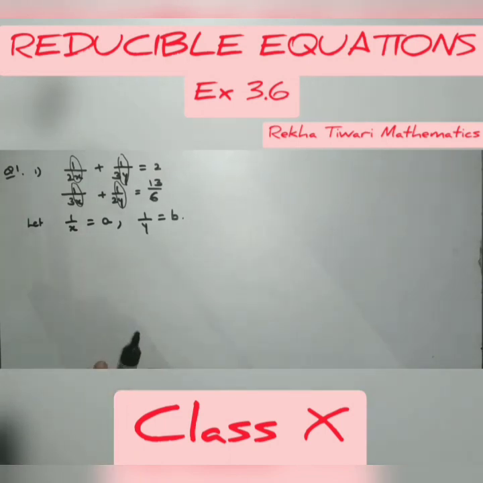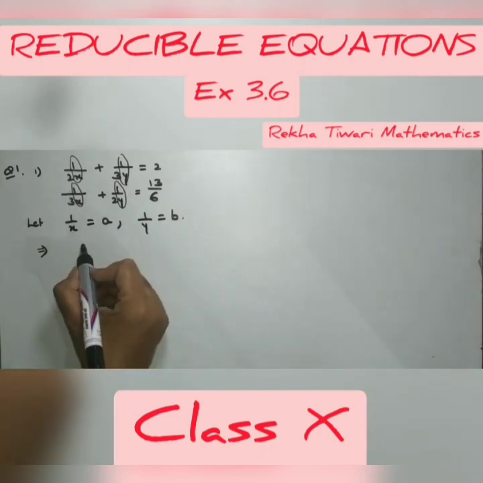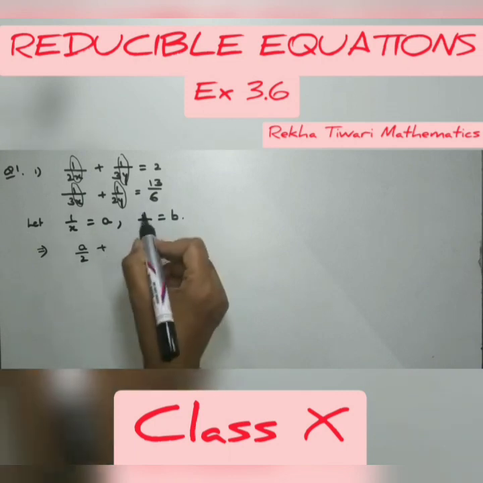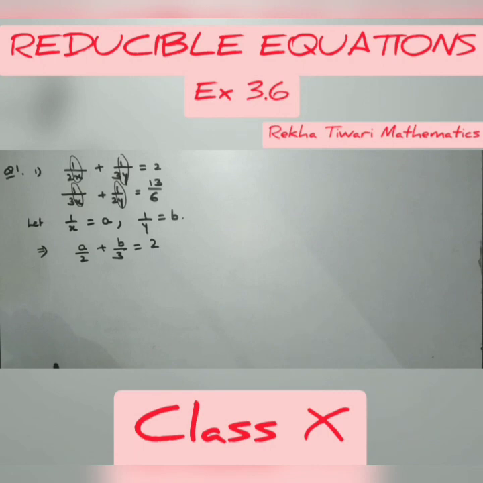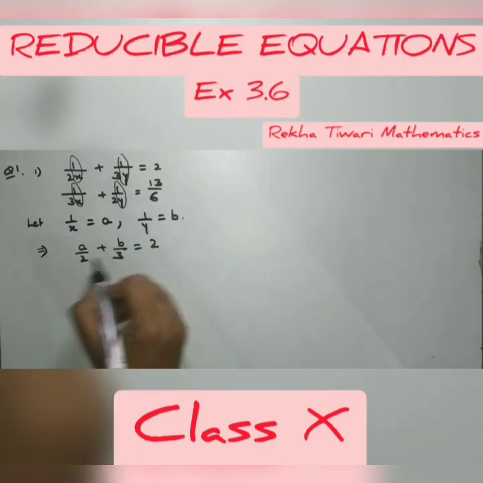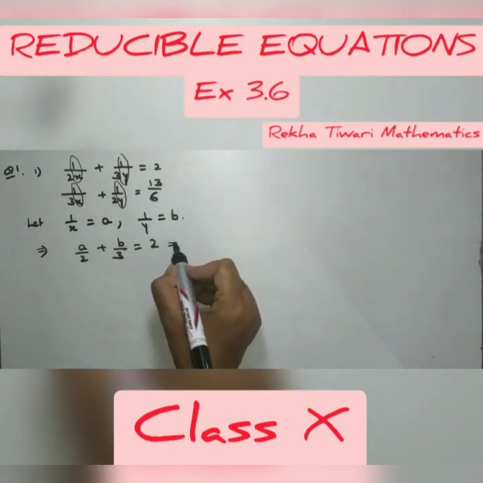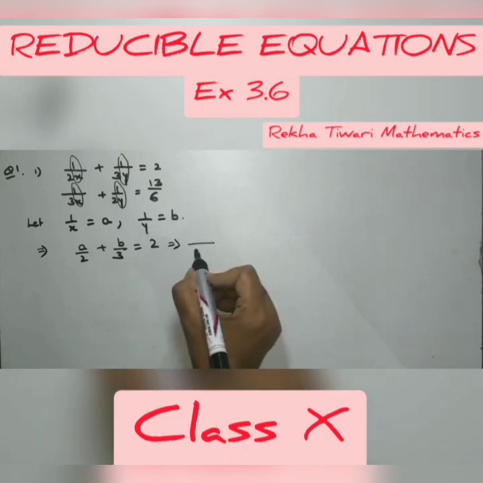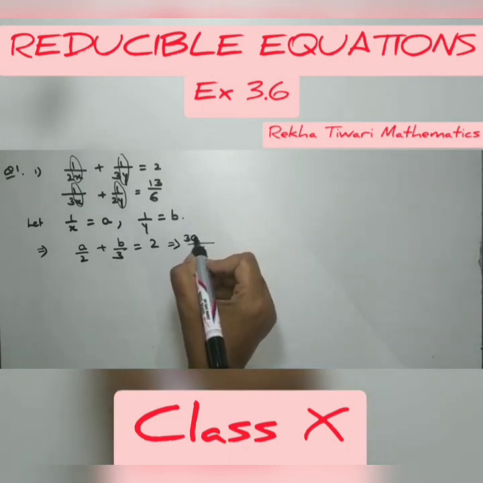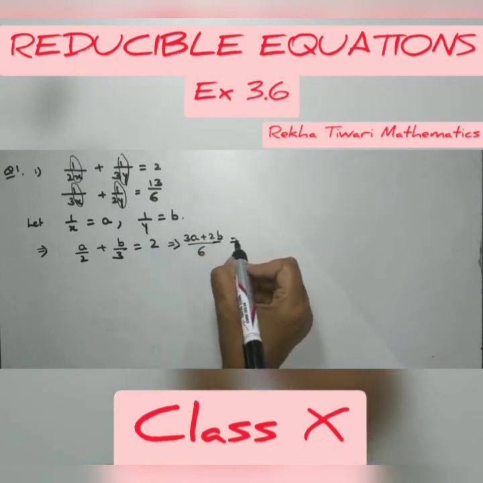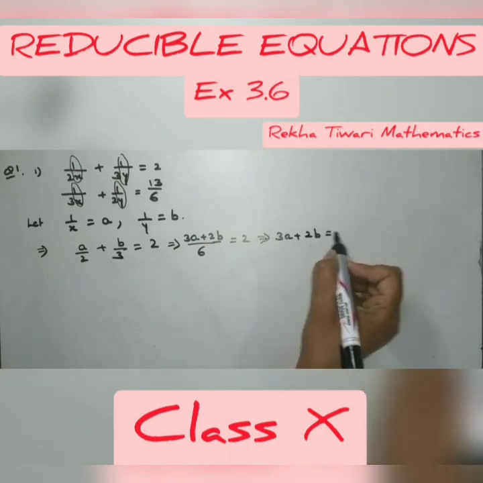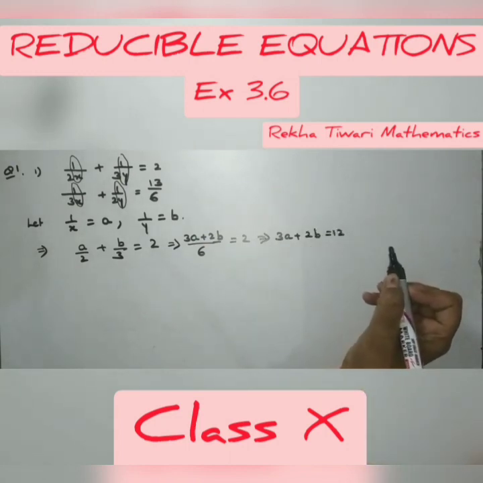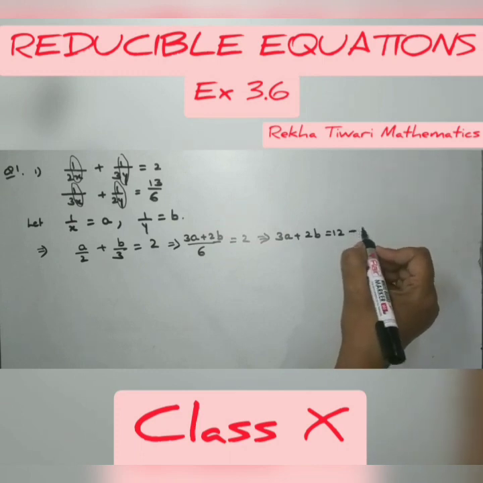So, the new equations become, since 1 by x is a, the equation is a by 2 plus, 1 by y is b, b by 3 is equal to 2. Again, it is in the fraction form, so make it linear by taking down the LCM. The LCM is 6. This is 3a plus 2b is equal to 2. Cross multiply, you will get 3a plus 2b is equal to 12. So let us consider this to be equation number 1.